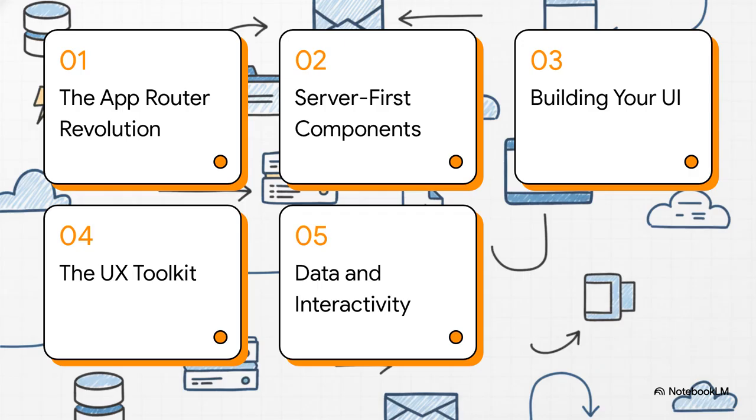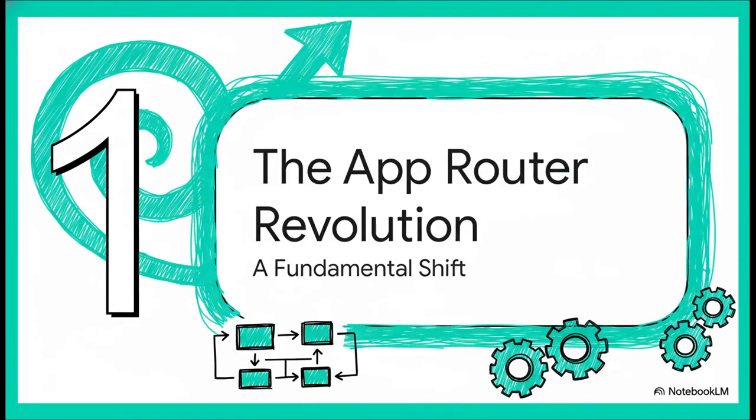So, here's our game plan for today. We're going to start with what makes this a revolution. Then we'll unpack the key idea of server-first components. After that, we'll see how you actually build your UI, check out the built-in UX toolkit, and finally, we'll cover how to handle data and make your app interactive. All right, let's kick it off with Section 1, the App Router Revolution.